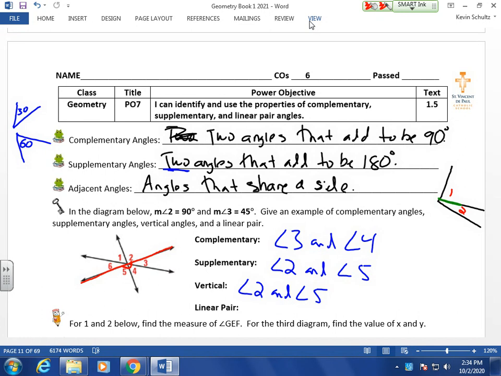Would it be angles 1 and 2? 1 and 2, same situation. Angles 1 and 2 here, they don't quite make a full line. Angle 6 would also be part of that, or angle 3, for that full 180-degree line.